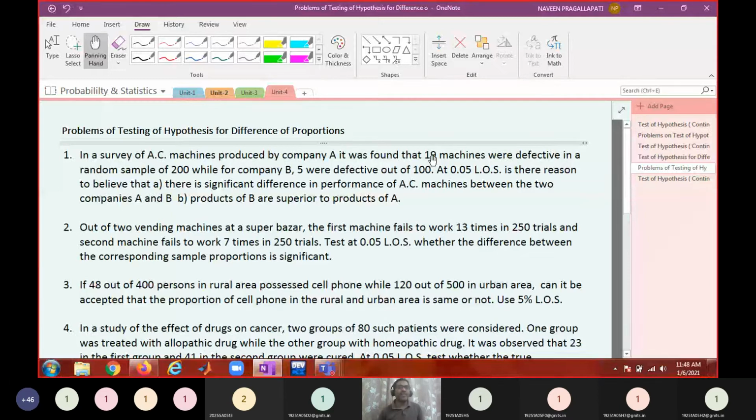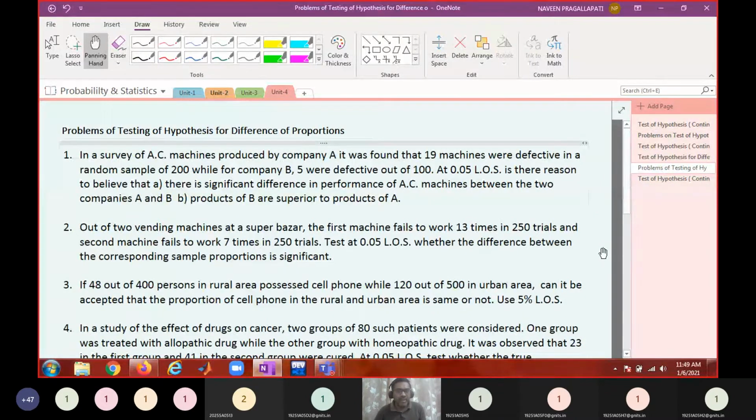So if you think in terms of ratio and proportion, it looks like the AC machine produced by company B is performing better than the AC machine of company A, but that has to be tested at the 5% level of significance. Again, this is defective, non-defective, good, bad, fail, pass. Whenever there are only two possibilities, whenever you observe a binomial process, that leads to a proportion, testing of hypothesis for proportion.